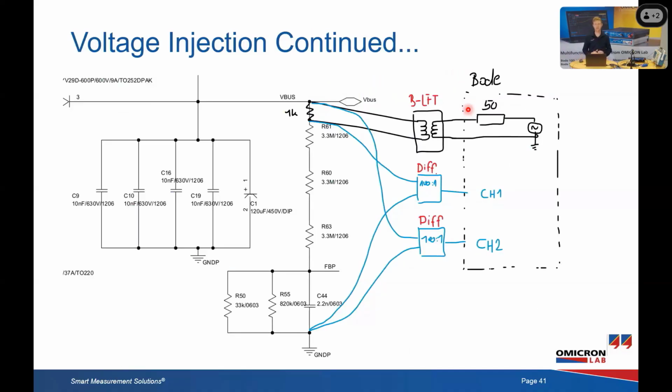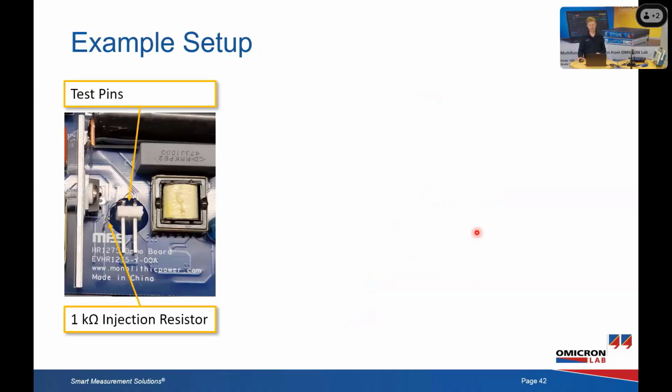So let's look at that a little bit more detailed. We have nearly 10 megaohms of impedance in the feedback divider, so we can easily put a 1 kilohm resistor here without changing the division ratio. Then the signal from the Bode will be driven into the injection transformer, injected across the 1 kilohm injection resistor, and we have two 100-to-1 differential probes that bring down that signal so that we can connect it safely to channel 1 and channel 2 of the Bode 100.